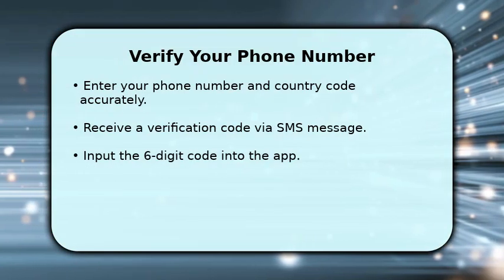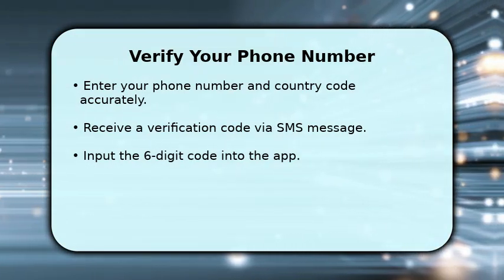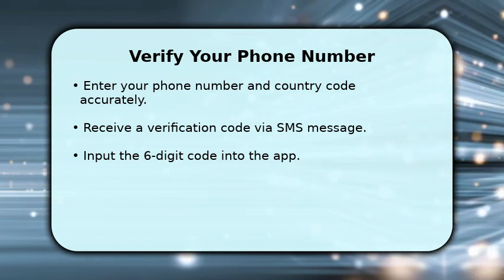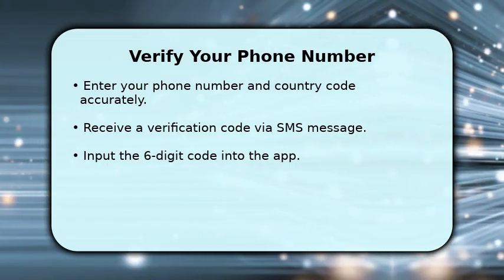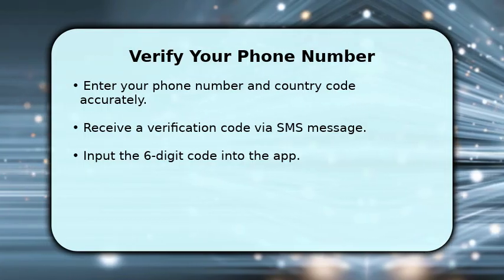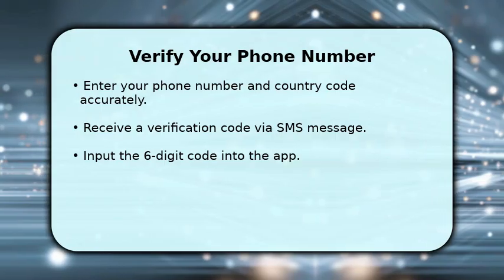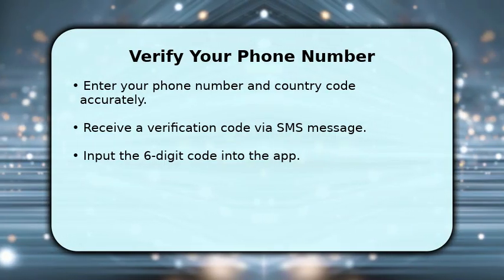Next, you'll need to verify your phone number. Carefully enter your phone number, making sure to select the correct country code. Line will then send a verification code to your phone via an SMS message. Once you receive it, promptly input the 6-digit code into the designated field within the app to confirm your identity and continue setting up your account.